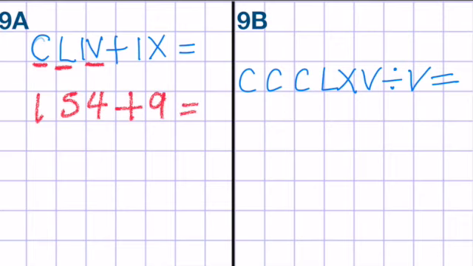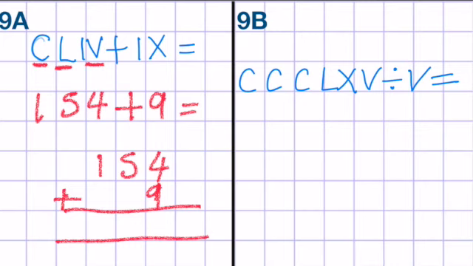Let me just check that I've done that. C is 100. L is 50. 154 add 9. So 154 add 9. 9, 10, 11, 12, 13. So it's 163. Another quick way is to add 10. When you add 9, add 10 and take away 1. So 154, 164, take away 1, 163.